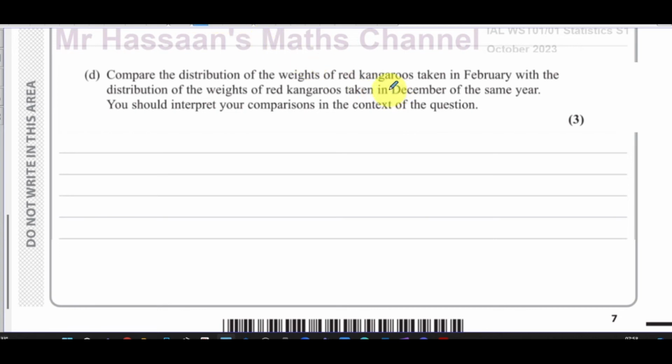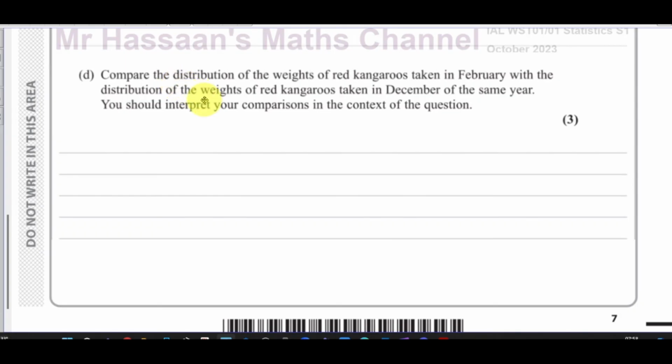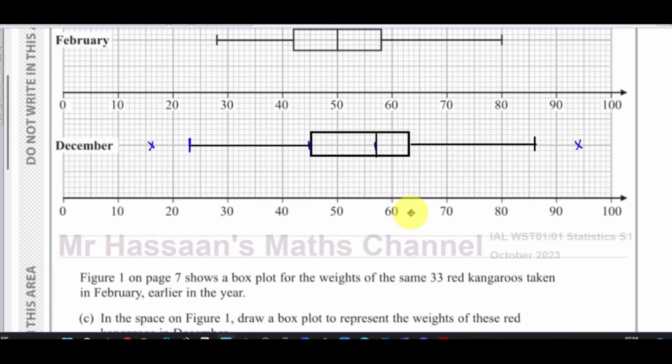So part D, we are told to compare the distribution of the weights of red kangaroos taken in February with the distribution of the weights of red kangaroos taken in December of the same year. You should interpret your comparisons in the context of the question. So we should give the answer in context, we don't just state the numbers.